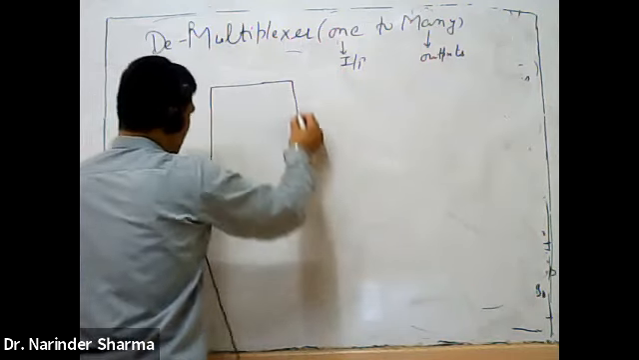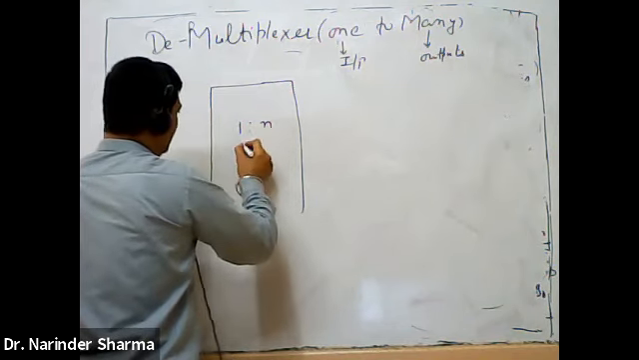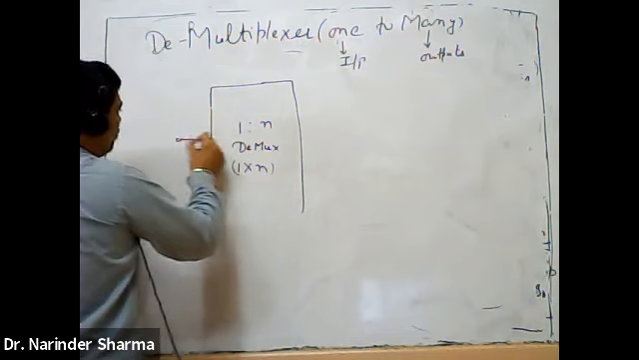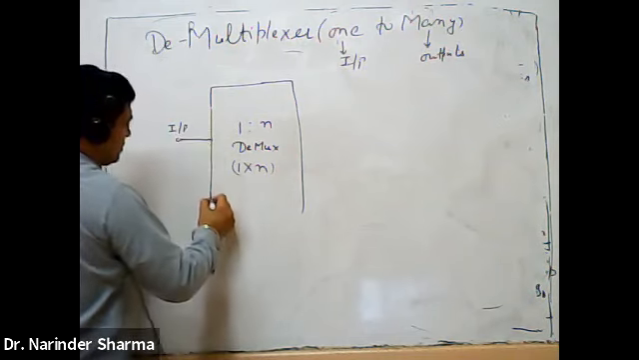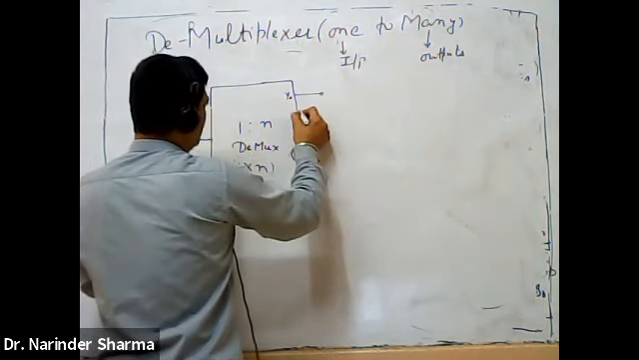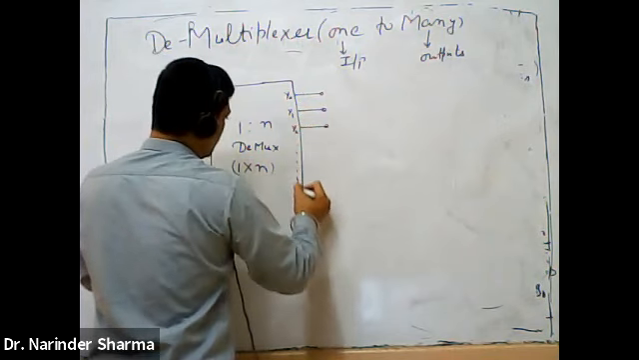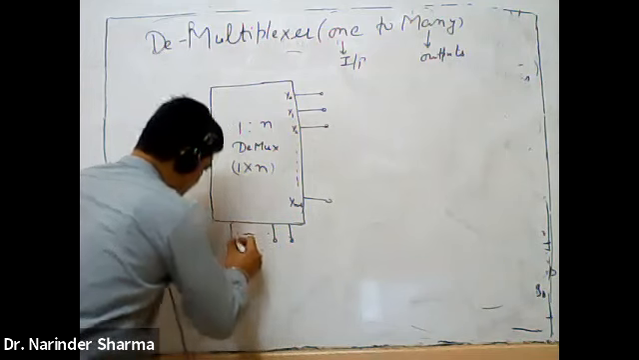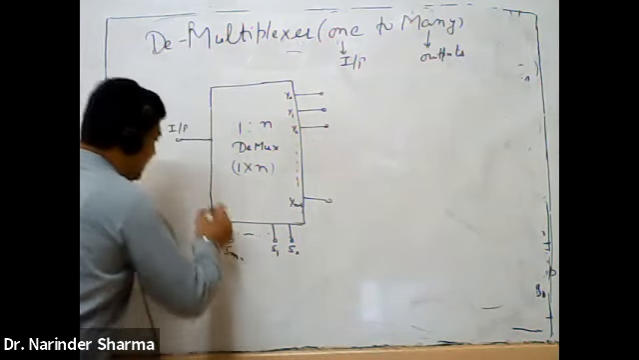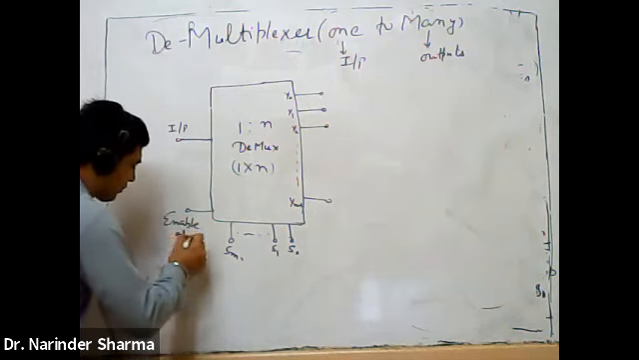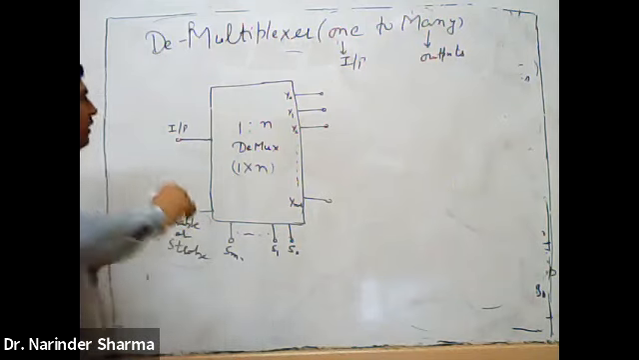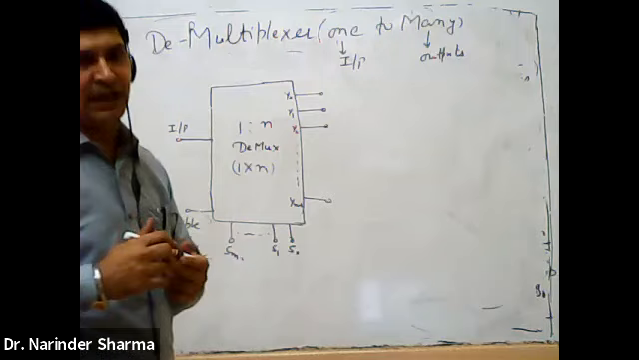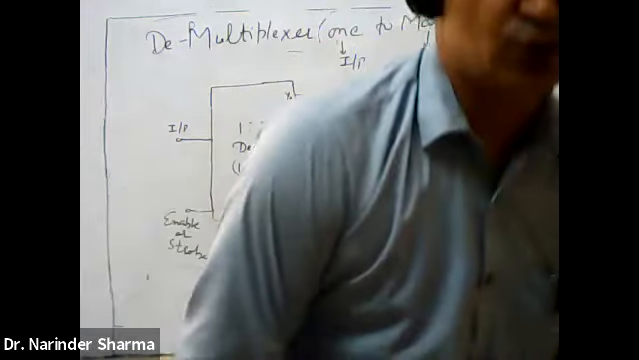This is the block diagram. You can write 1:n demux, or some books also write 1×n. One input. Outputs Y0, Y1, Y2 goes up to Yn minus 1. Select lines are S0, S1 up to Sm minus 1. And again, enable or strobe is a must. In a similar way to what we have learnt in the multiplexer, we will apply it in the demultiplexer. So a demultiplexer is also used where a multiplexer is used.